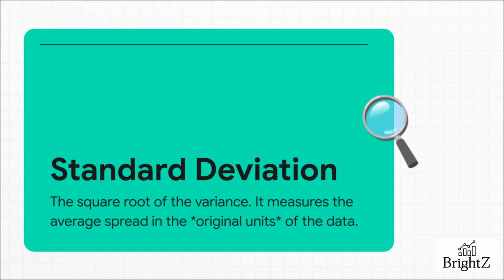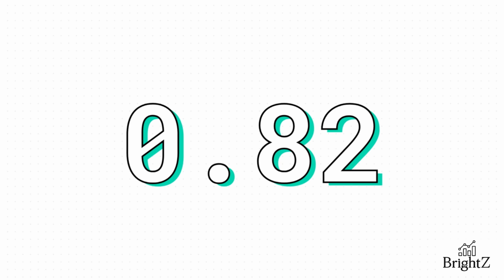It's the perfect fix for our squared points problem. All we do is take the square root of the variance. That's it. That simple step undoes the squaring we did earlier and brings our units right back to normal, understandable points. So for player A, we take the square root of that 0.67 variance, and we get about 0.82.